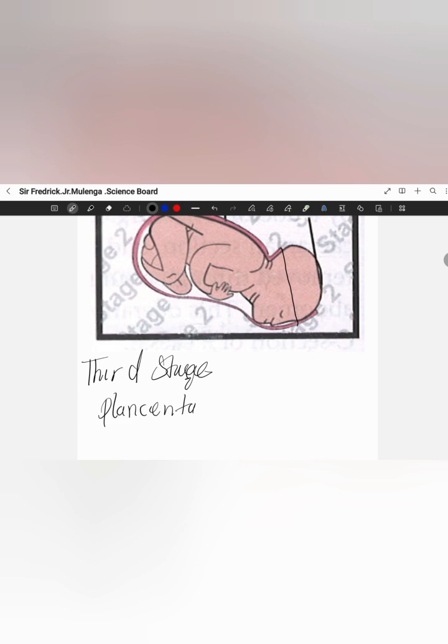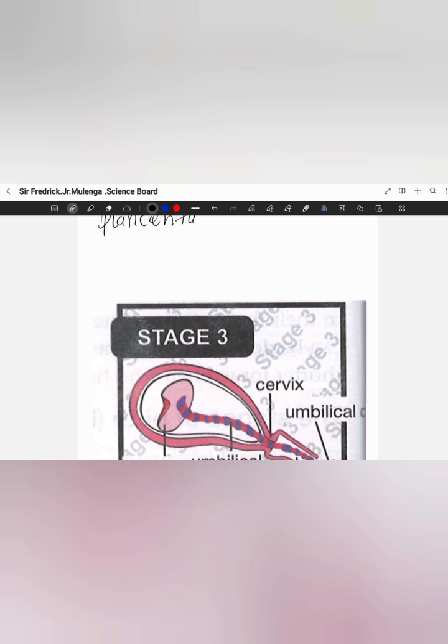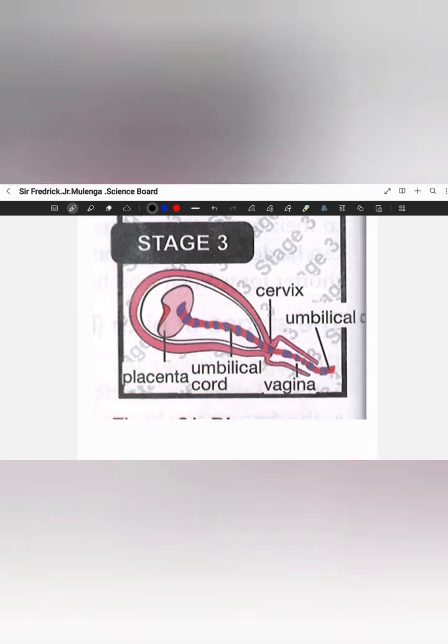At this stage, they clamp the umbilical cord. It is painless, because the umbilical cord doesn't have nerve cells, so they clamp it as the placenta gets expelled. The average time this third stage lasts is about 5 to 15 minutes.